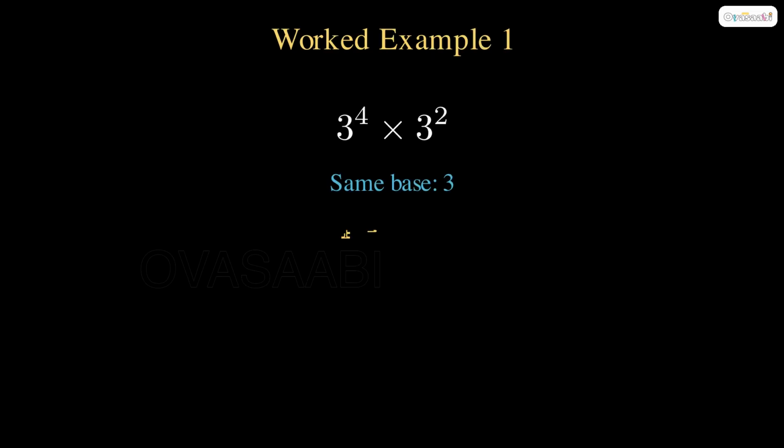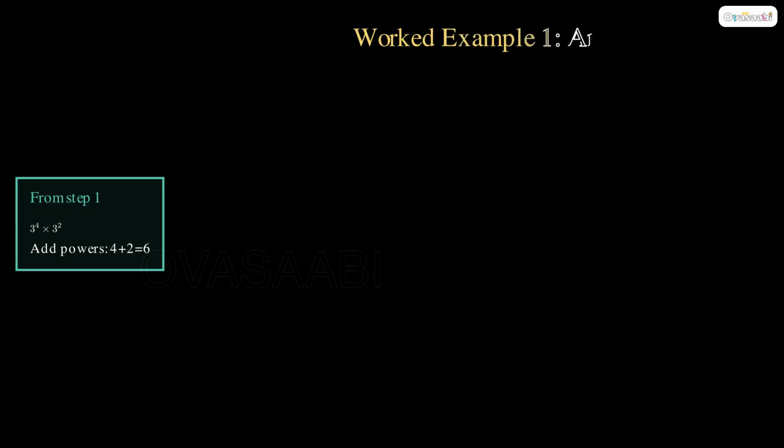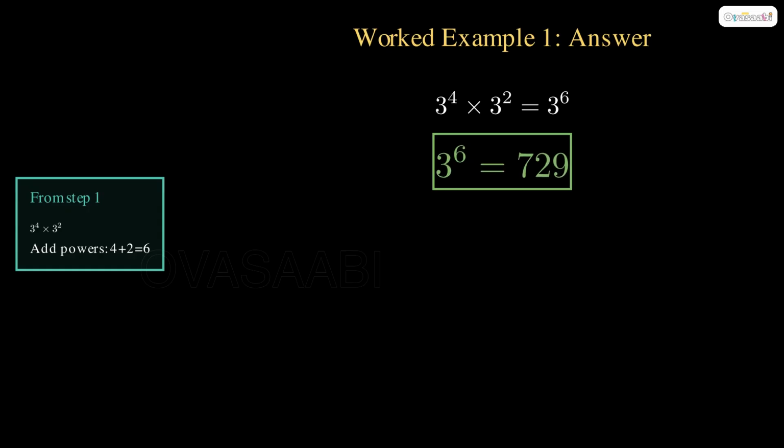Worked example 1. Simplify 3 to the 4 times 3 to the 2. Same base 3, so we add the exponents. 4 plus 2 gives us 6. So our answer becomes 3 to the power 6. Multiplied out, that equals 729. Beautiful. One shortcut saved us a long calculation.